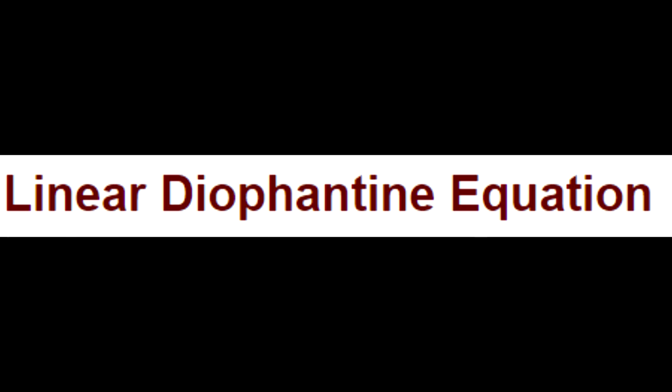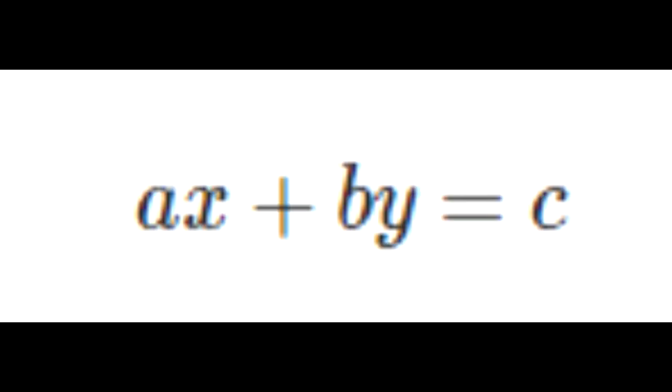Today we are going to talk about linear Diophantine equations. A linear Diophantine equation is an equation of the form ax + by = c, where a, b, and c are integers, and x and y are unknowns. For classical problems involving this equation, there are four things that you might want to find.